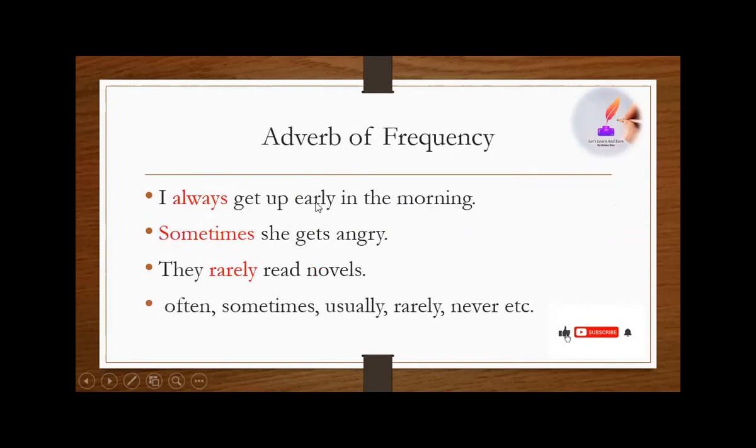And this is adverb of frequency. I get up early in the morning. And then you ask the question how often? And the answer is always. She gets angry. How often? Sometimes. They rarely read novels. How often? Rarely. Rarely means hardly. So you can use often, sometimes, usually, rarely, and never as adverbs of frequency in your own sentences and practice it more.